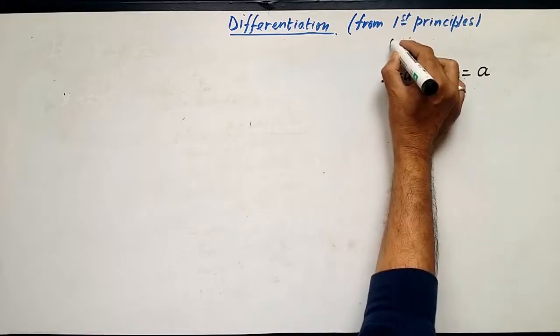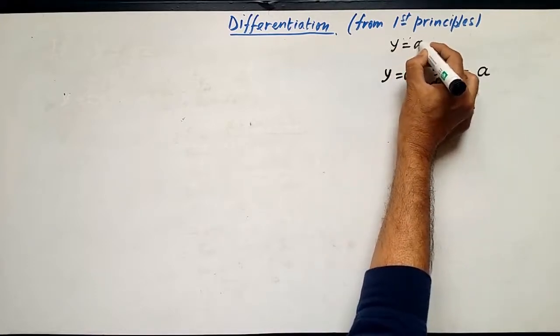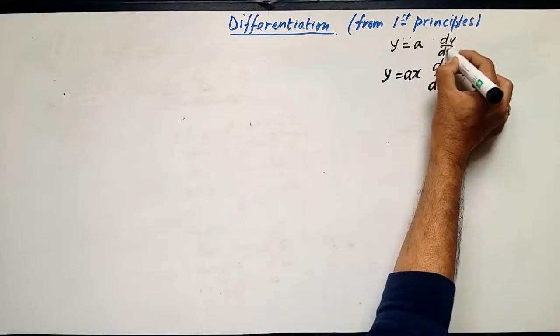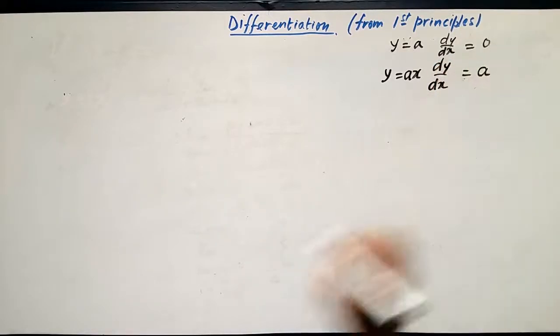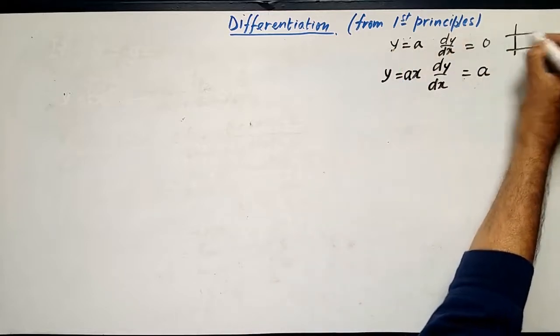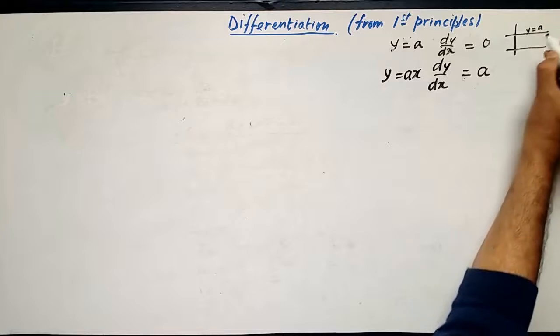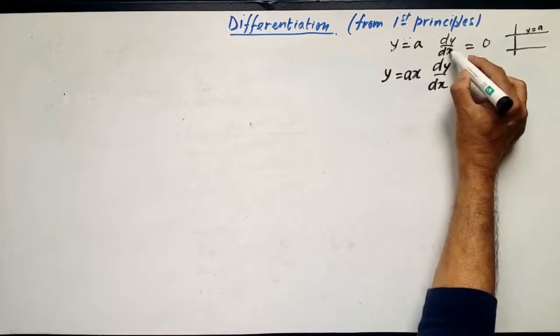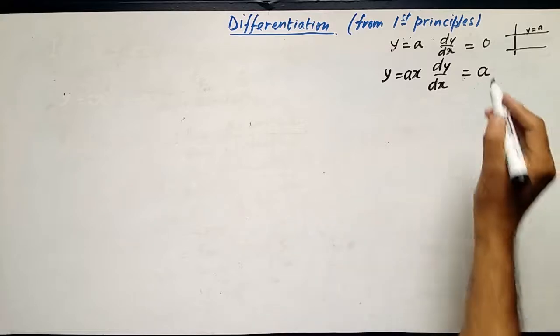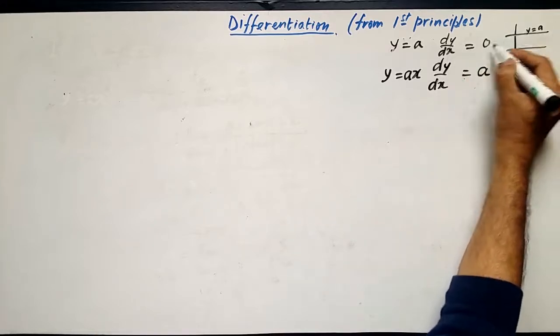Now what happens if y is equal to a constant a? So dy by dx in that case will be equal to 0. Why? Because y is equal to a is basically a straight line, and we all know that dy by dx is nothing but the slope of a straight line. So the slope of a straight line is equal to 0.